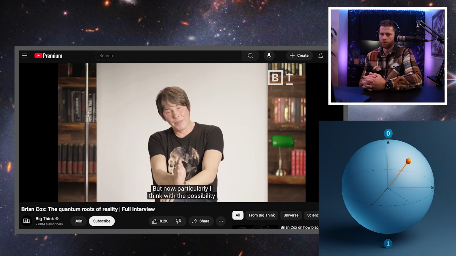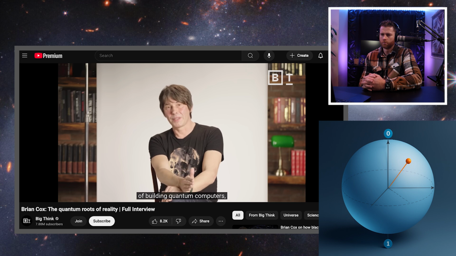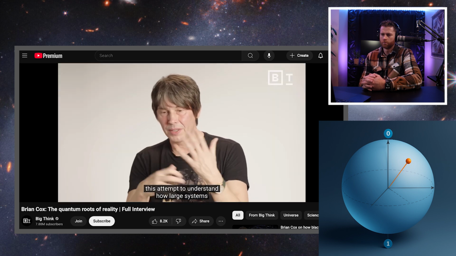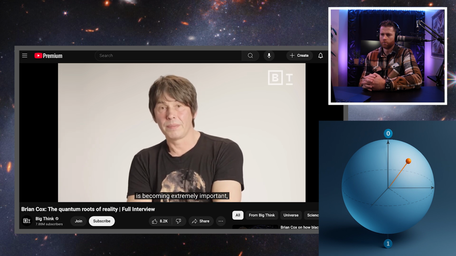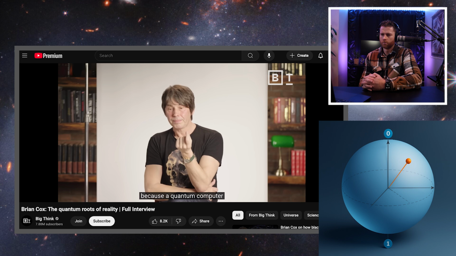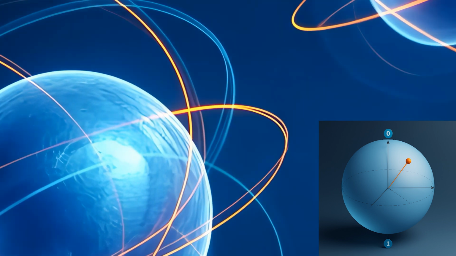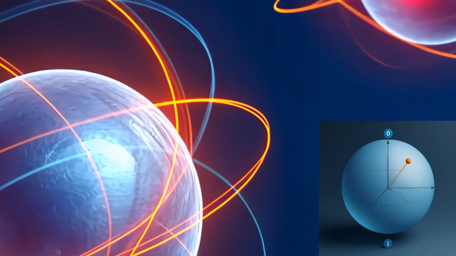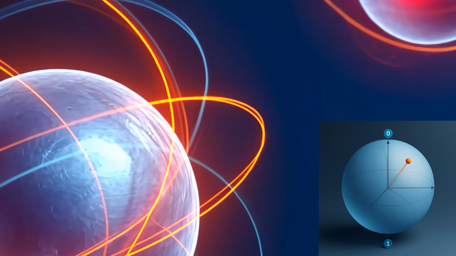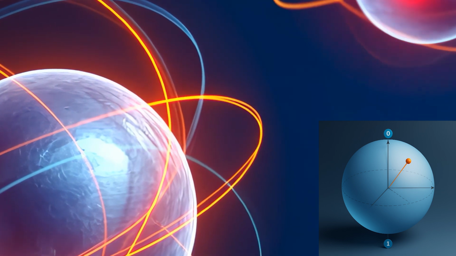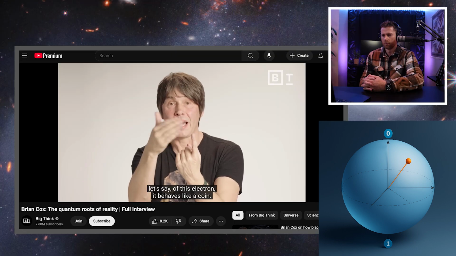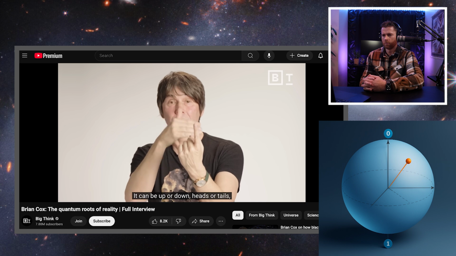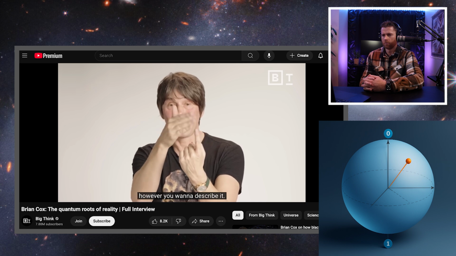But now, particularly I think, with the possibility of building quantum computers, this attempt to understand how large systems of quantum mechanical objects behave is becoming extremely important, because a quantum computer is a device which is built out of qubits. So remember, a qubit, an example would be an electron, which has this property that when you make an observation of the spin, let's say, of this electron, it behaves like a coin. It can be up or down, heads or tails, however you want to describe it.